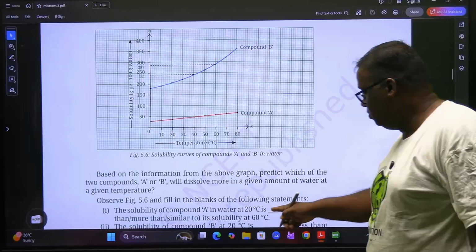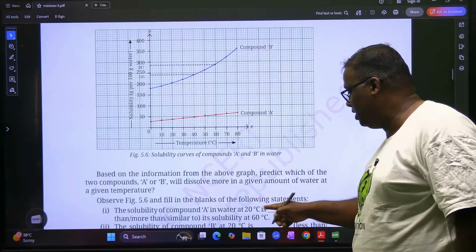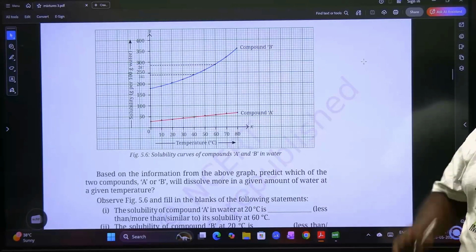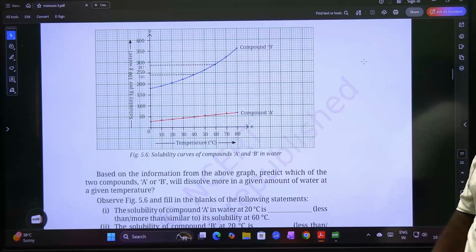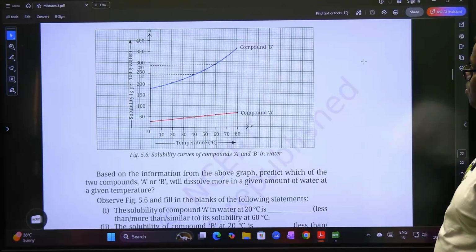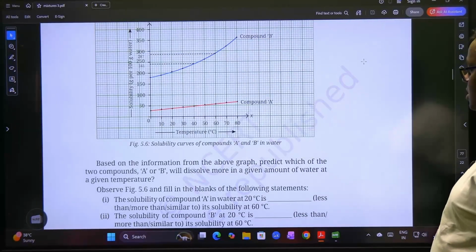So now, at 20, what is less? At 20 it is 20 grams less than the solubility at 60. Batao, samajh mein aaya ki nahi? Have you understood the question or not? Right? So reading graphs, you have to be very, very perfect. Okay, let's see the next question.